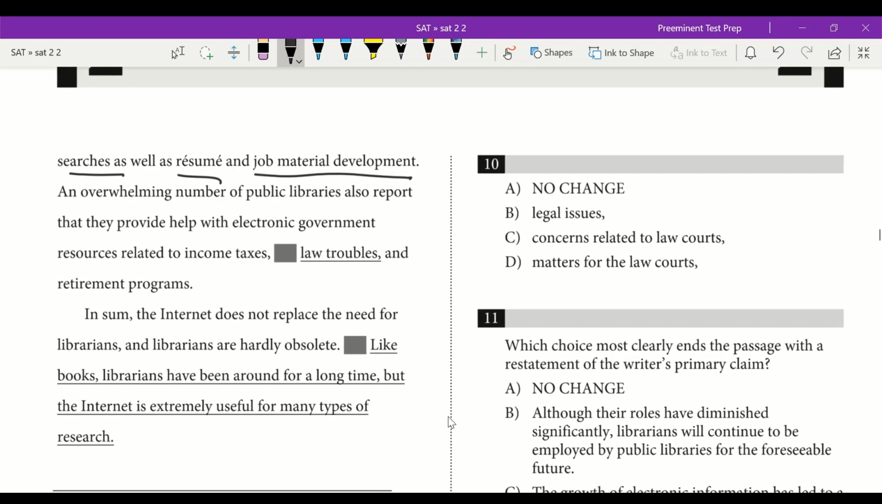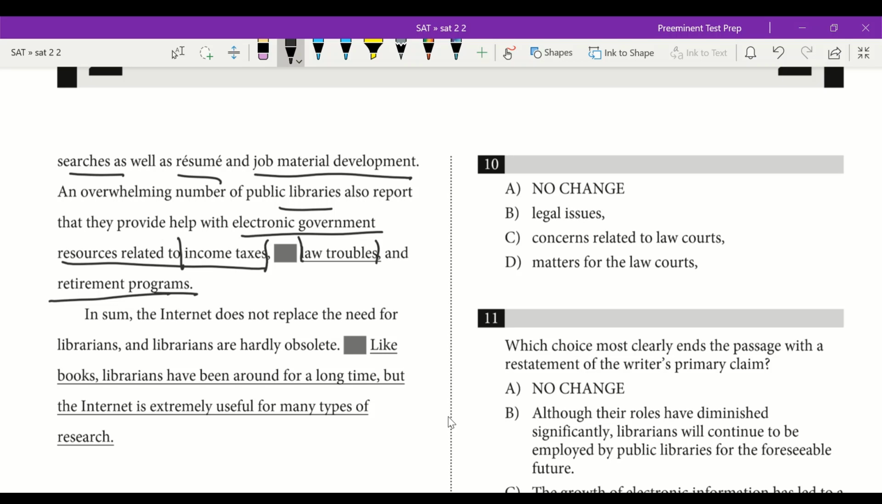An overwhelming number of public libraries also report that they provide help with electronic government resources related to income taxes, law troubles, and retirement programs. All right, I see my list here. My list starts with income taxes, that's one. Then I have law troubles.